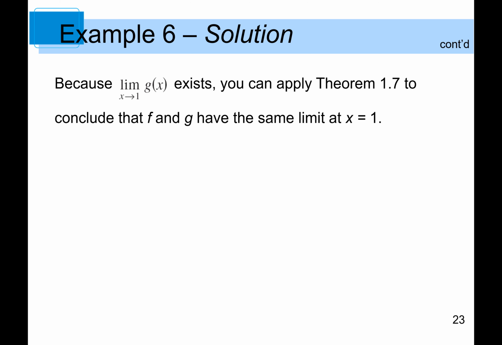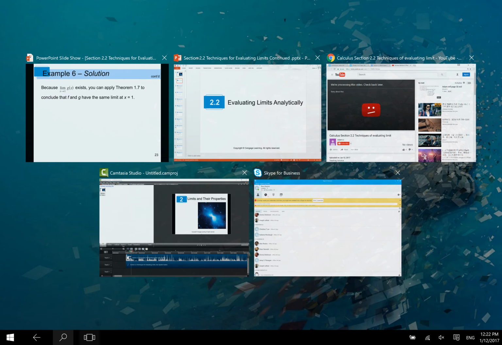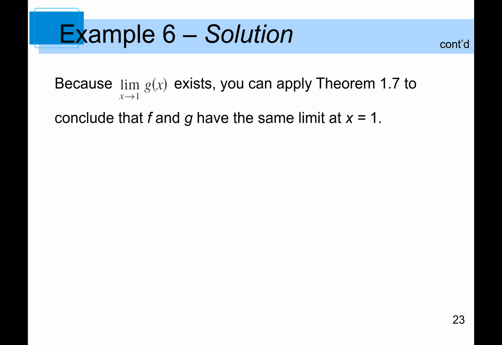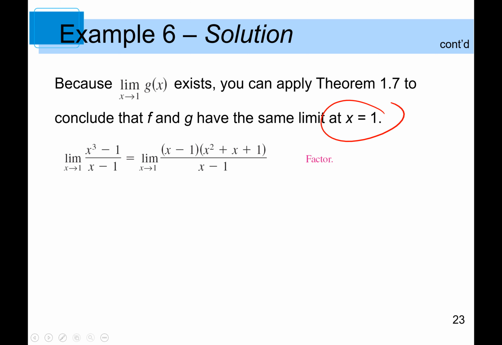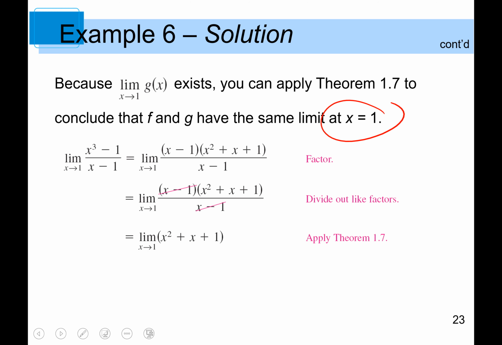Because the limit as x approaches 1 for g of x exists, you can apply theorem 1.7 to conclude that f and g have the same limit at x equals 1. This is a conclusion from the previous example. So factor the numerator, then divide out like factors, canceling like terms on both top and bottom. Then apply direct substitution, and we get the answer. So that's how we end up with 3 as the final answer.